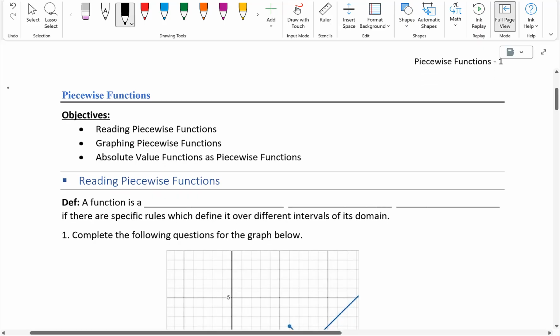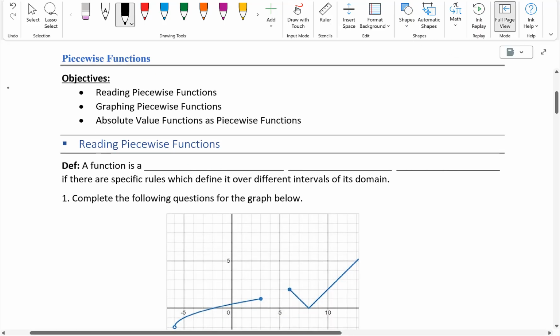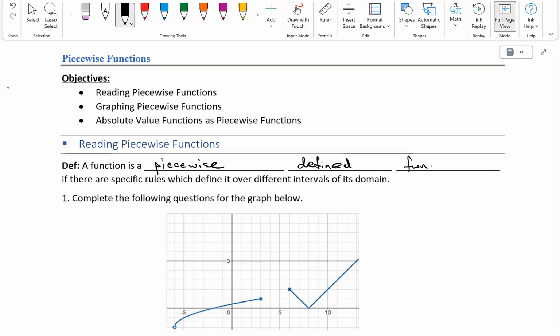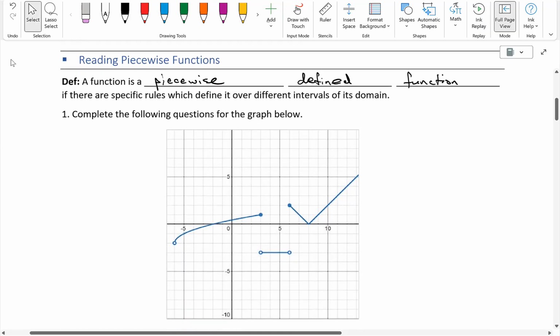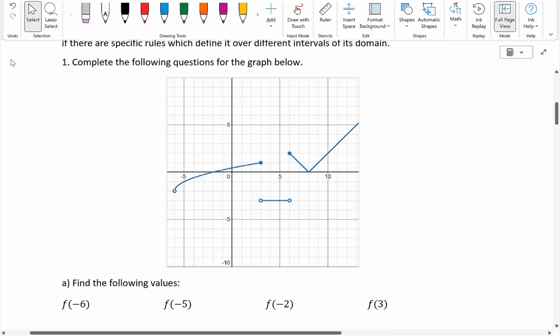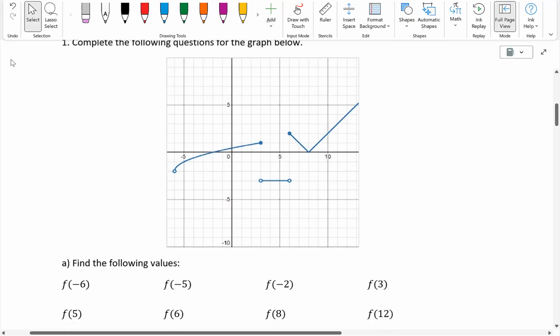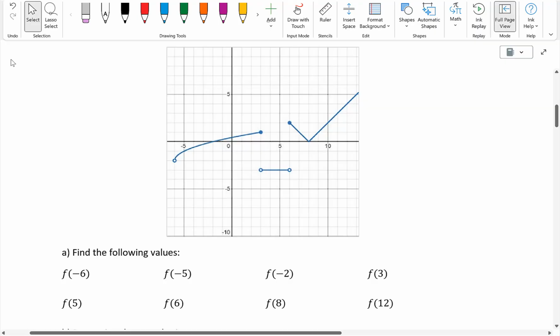A function is a piecewise defined function if there are specific rules which define it over different intervals of its domain. And we'll talk about that when we evaluate points here at the top and again when we actually do the graph below. But for number one, we're just going to complete the following questions for the graph here. We are just evaluating some points to start.